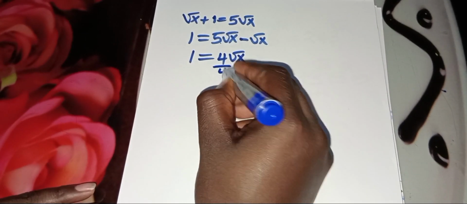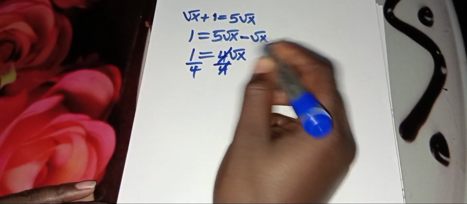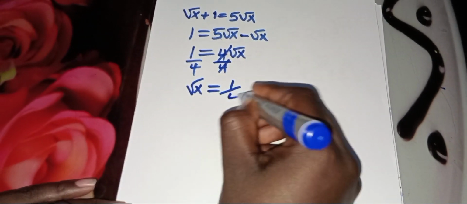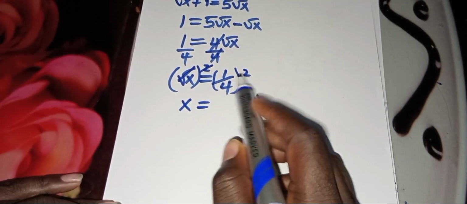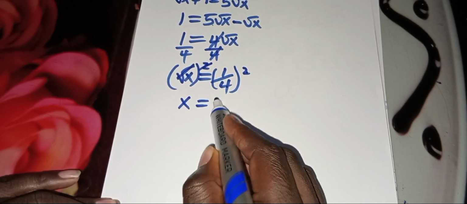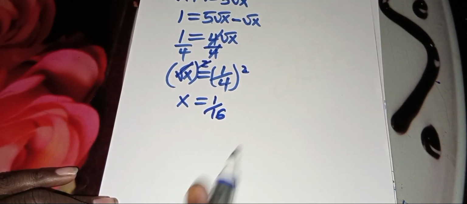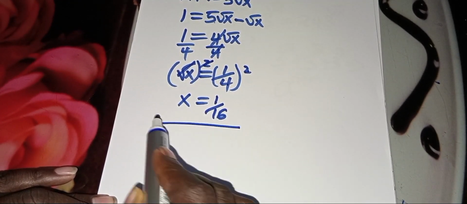Okay? Now, to determine the value of x, we divide both sides by 4. So that we'll have square root of x is equal to 1 over 4. So what is the value of x? So we square both sides. Okay? So that we'll have, if you square this, we'll have x is equal to 1 over 4 squared. This is 1 over 16. Okay? So this is our value of x.